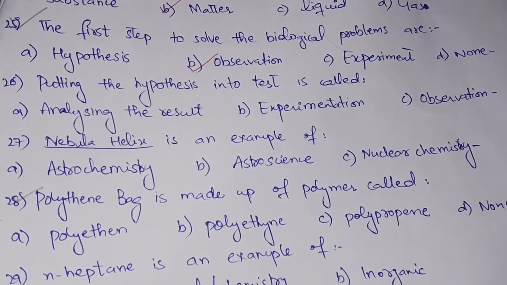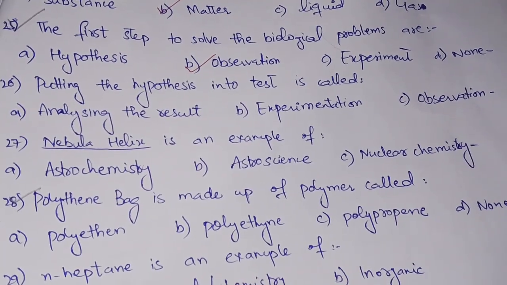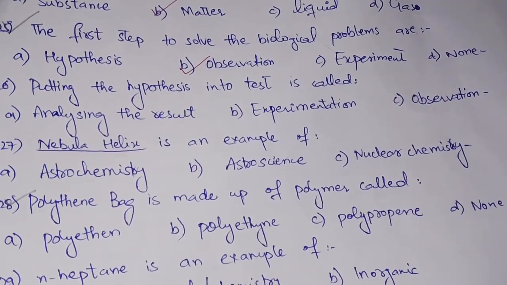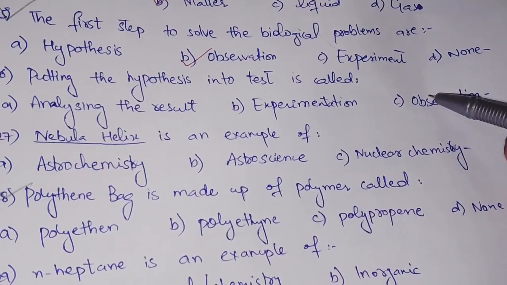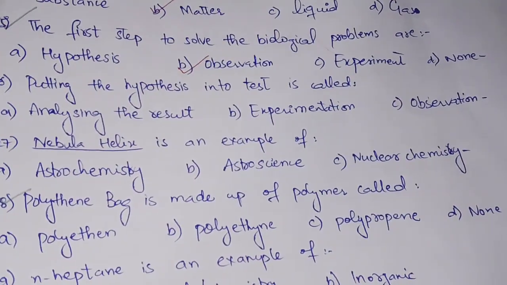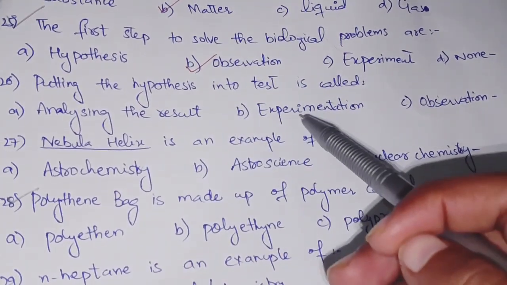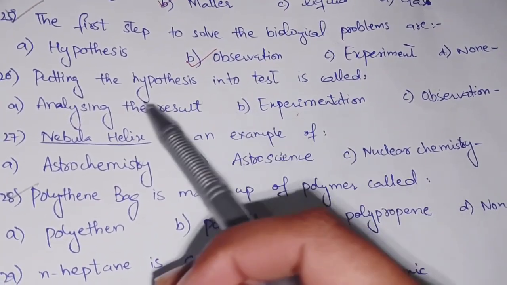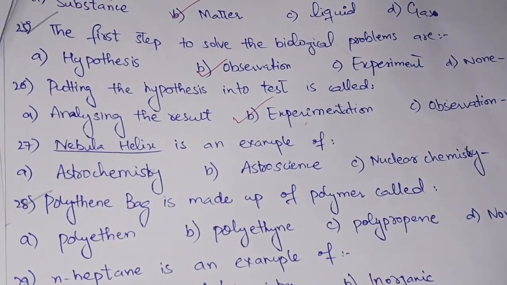Next MCQ: putting the hypothesis into the test is called. It will definitely not be observation, because that is the first step, and then it goes to the hypothesis. We have the experimentation and then the analysis of results. Before the experimentation we cannot conduct the results. So option B is the correct option, which is experimentation.